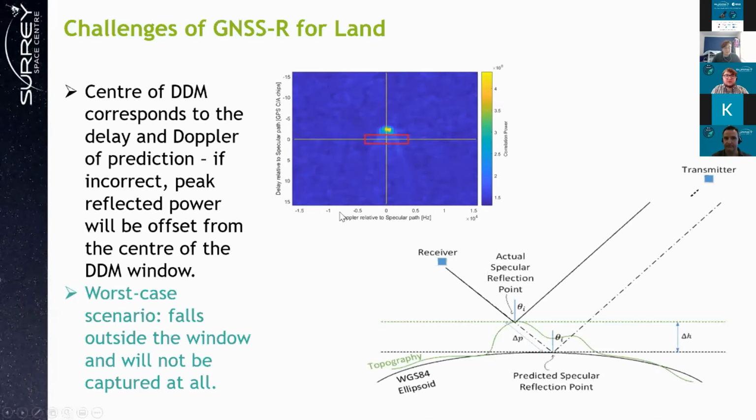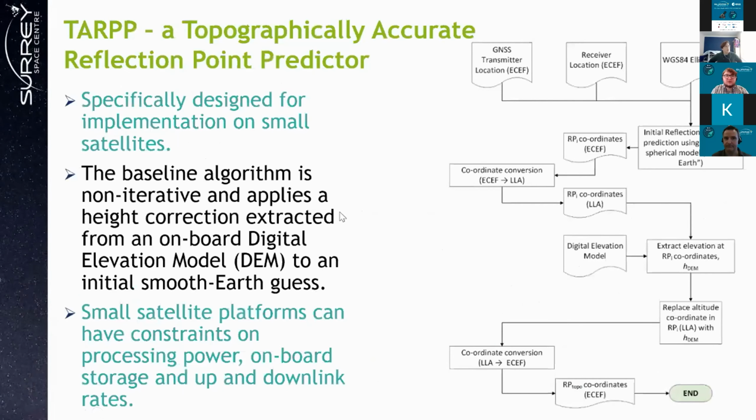So something needs to be done about this. So I came up with this TARP algorithm, and it is quite simple because it's been designed specifically for use on small satellites, where you have constraints on storage. You can have constraints on processing power sometimes, but also uplink. So as this was going to be tested on DOT-1, which was already in orbit, the uplink of the file was a constraint.